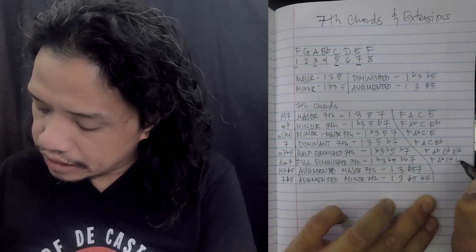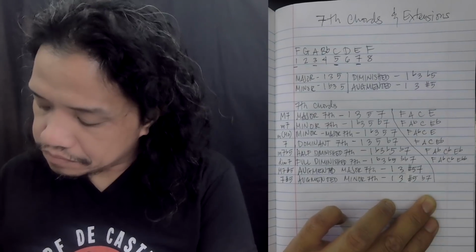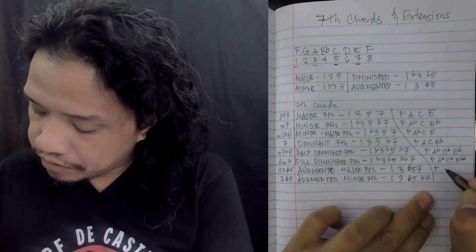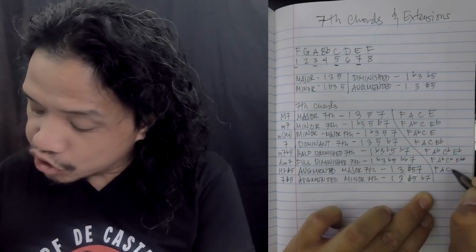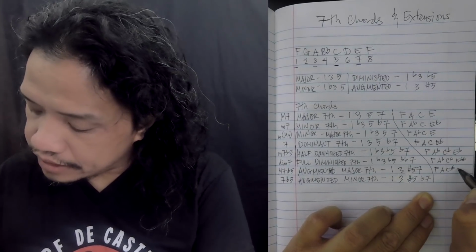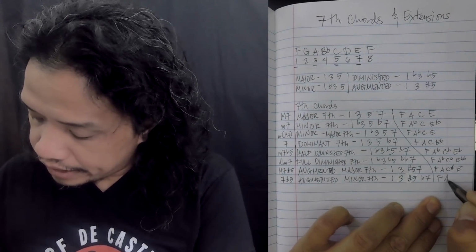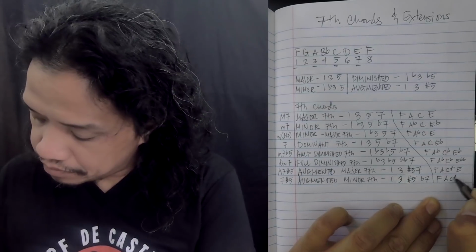flat, E double flat. Now F major 7 sharp 5 will be an F, A, C sharp, and an E. And finally F7 sharp 5 is F, A, C sharp, and an E flat.